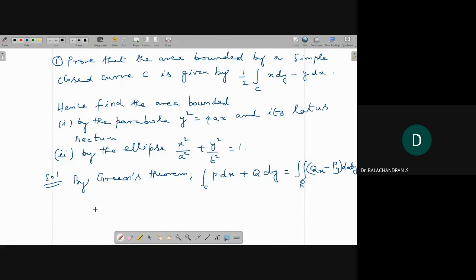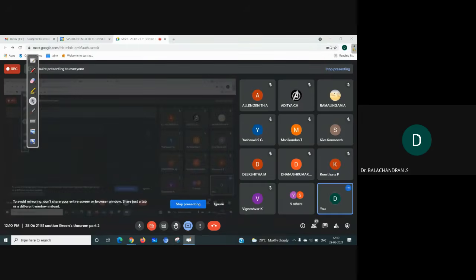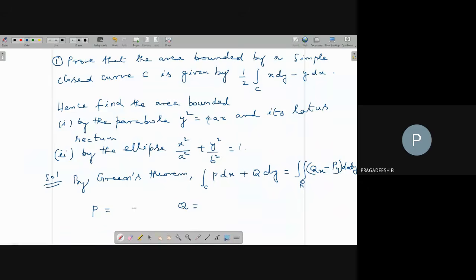My first question is, what is P, what is Q? Anybody? Pragadesh, please tell. P equal to minus y by 2. Very good. Q equal to x by 2. Very good.